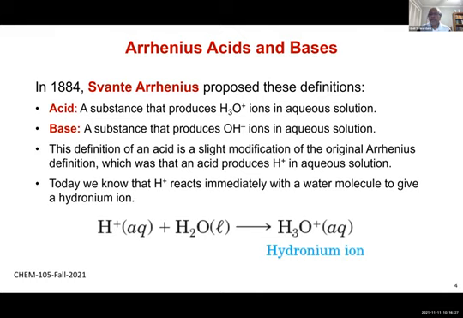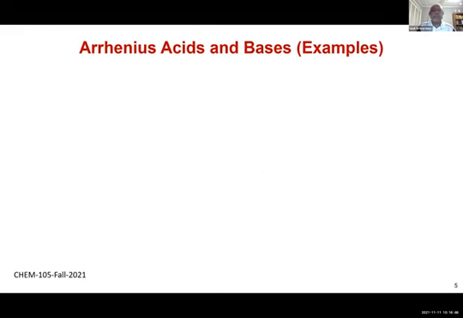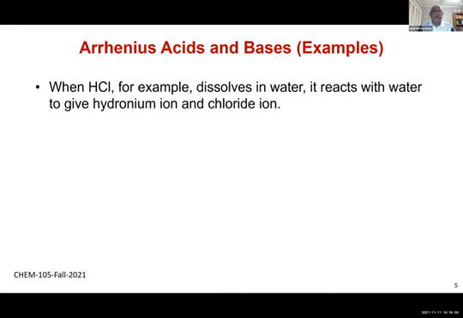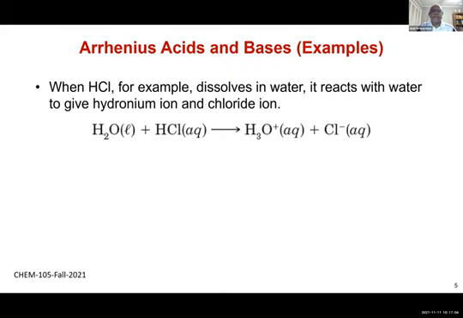When you place an acid which contains protons in water, the acid breaks up, and the protons in the acid react with the water molecule to produce hydronium ion. For example, HCl is an Arrhenius acid. When dissolved in water, it reacts with water to give hydronium ion and chloride ion. The reaction is given below.